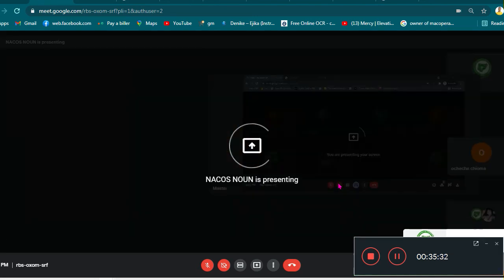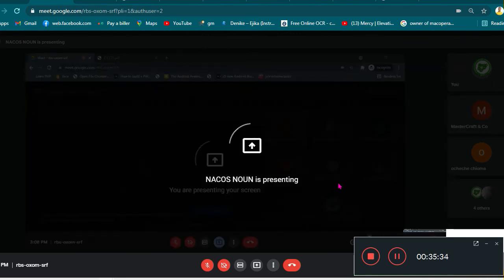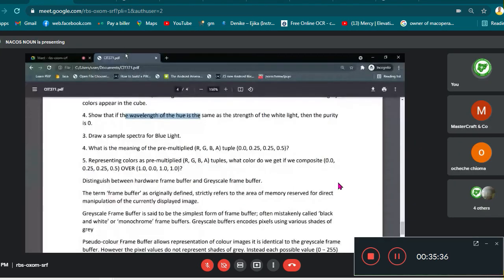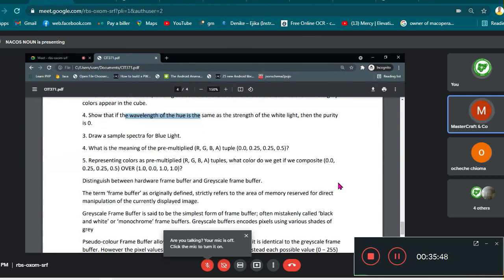What is the meaning of pre-multiplied RGBA then, to 0, 0, 0.25? Alright, let me try and explain what I understand. Is it something to do with pre-multiplied? That means a particular form of transparency has been applied.